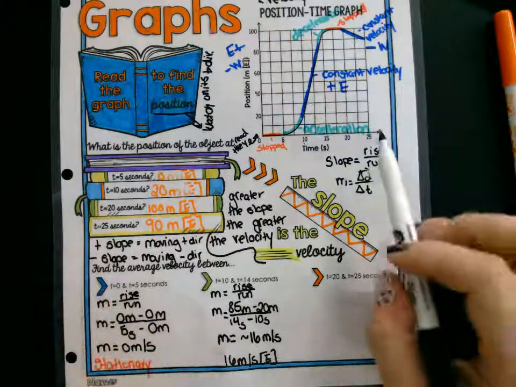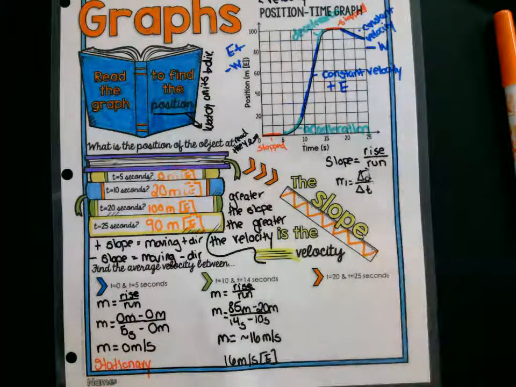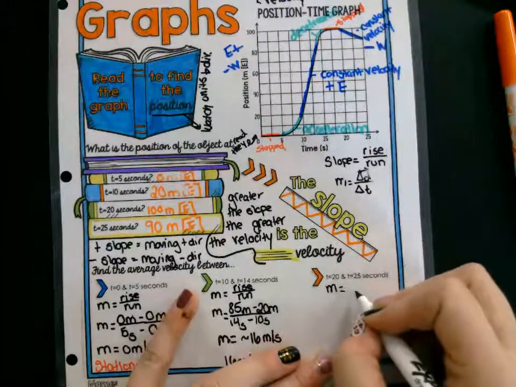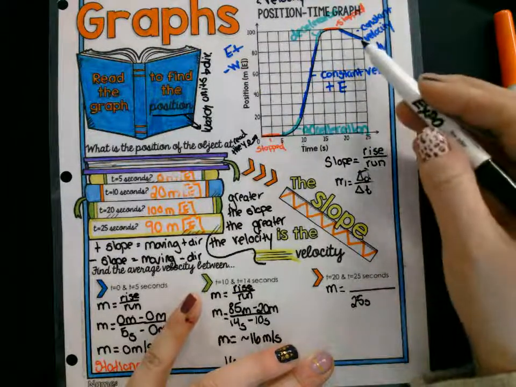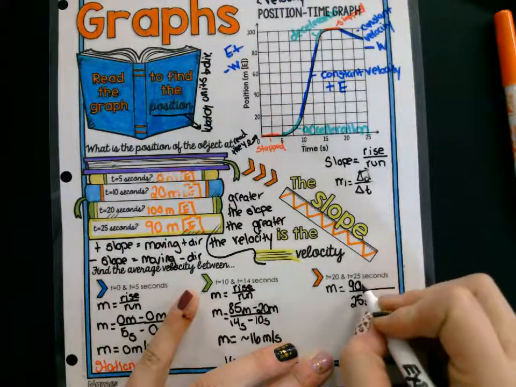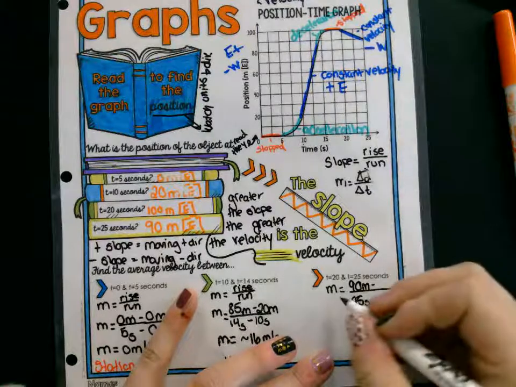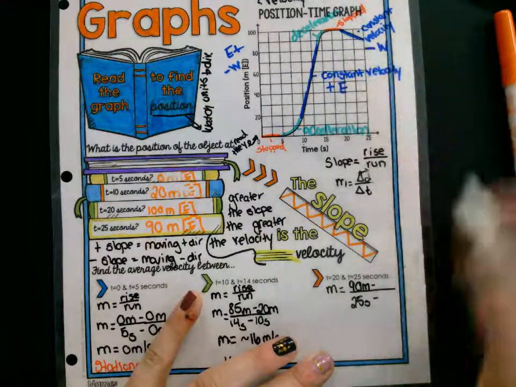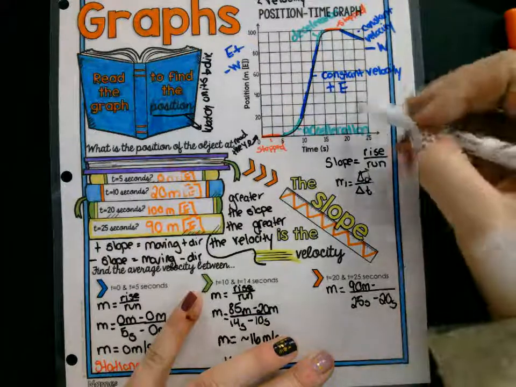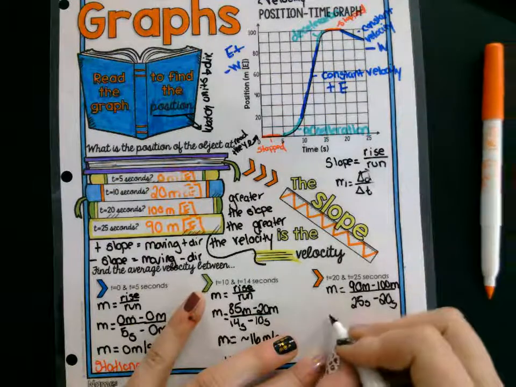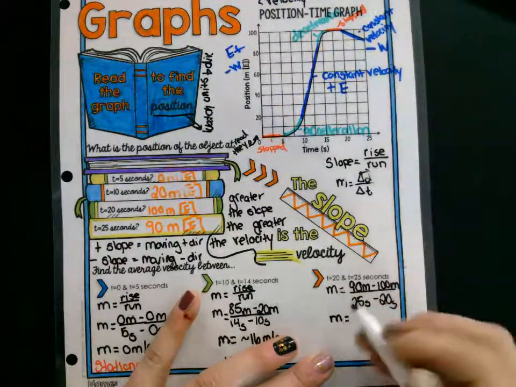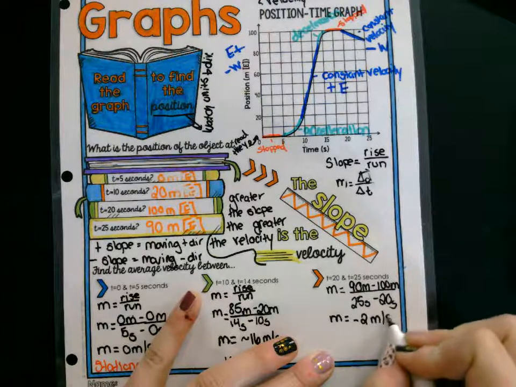All right, the last problem we have is we want to know what that little rabbit was doing between 20 and 25 seconds. So we're going to say slope is rise over run. Our final time was 25 seconds. And at 25 seconds, we were at 90 meters. So that's where that rabbit was at 25 seconds. At 20 seconds, our initial time, he was at 100 meters. When you put all of this math and figure it out, you're going to get -2 meters per second as his velocity.